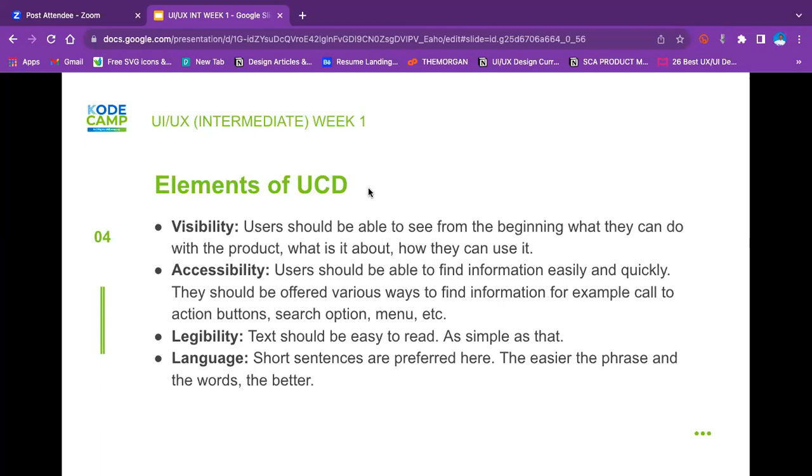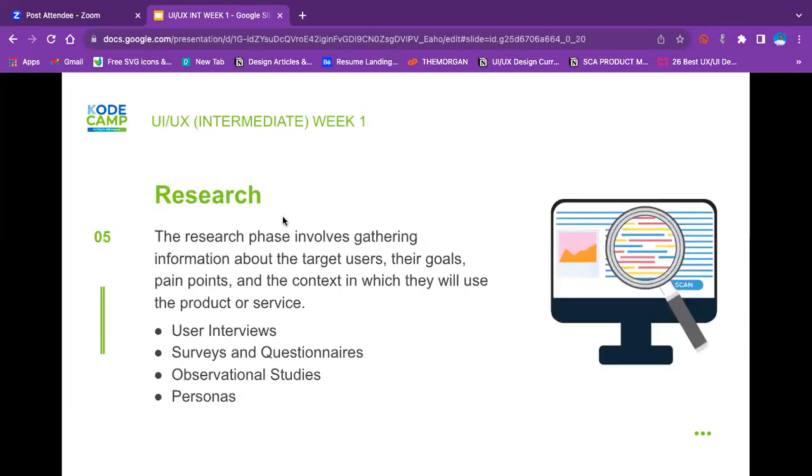Then the language. You need to use phrases that they understand. You need to use words that they understand very well so that it would be very easy for them to know what they are doing.